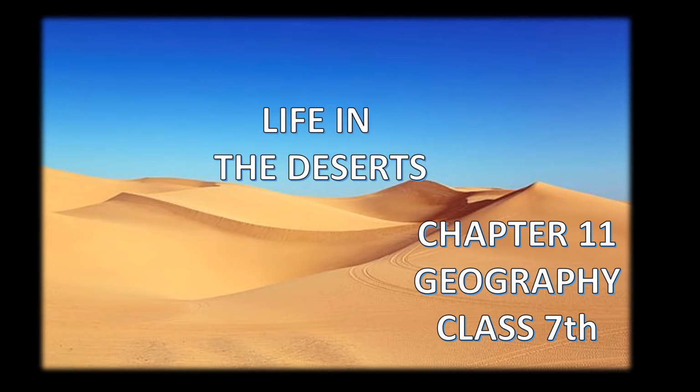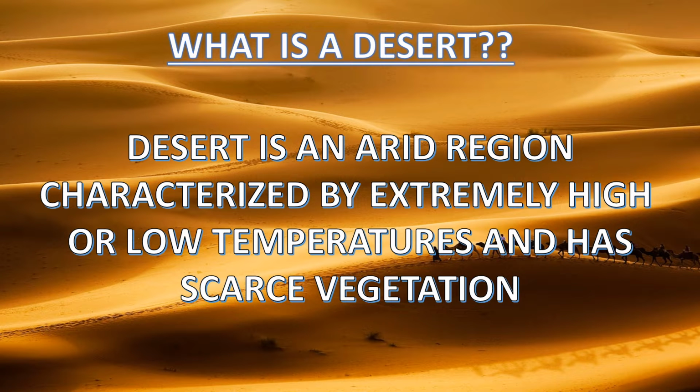Good morning, dear students. Today we are beginning chapter 11, which is Life in the Deserts. Before moving further in the chapter, let's see what a desert is. A desert is an area or region characterized by extremely high or low temperatures and scarce vegetation. Scarce means when something is lacking or insufficient there.